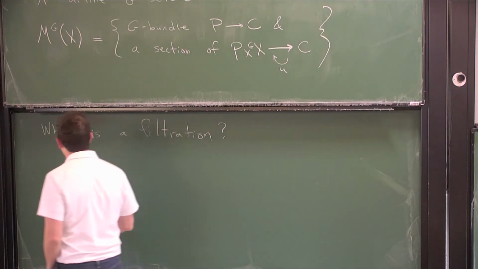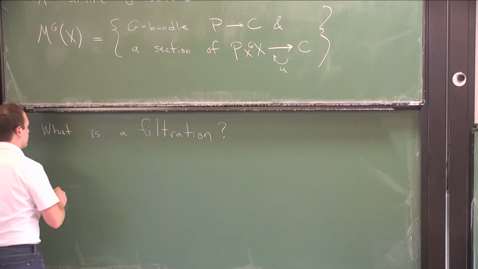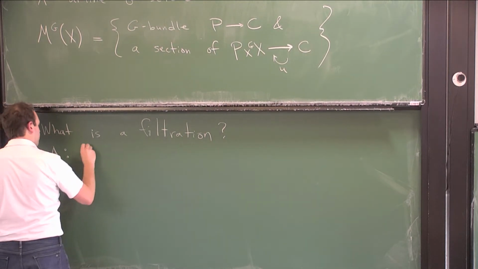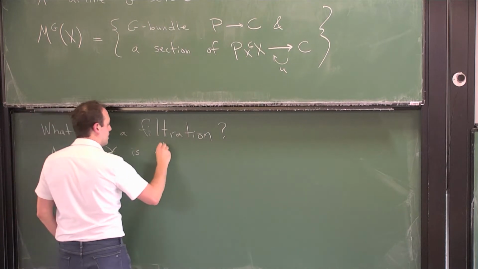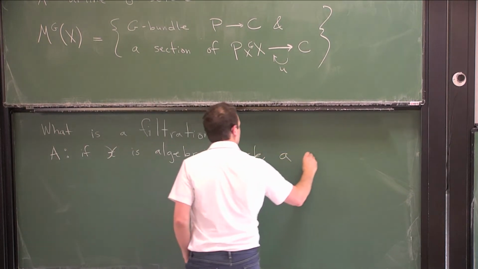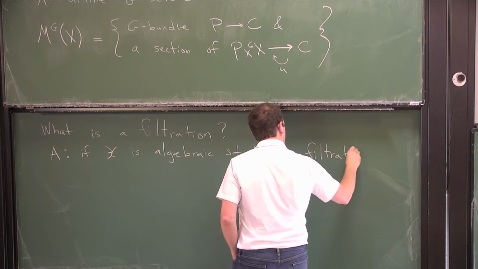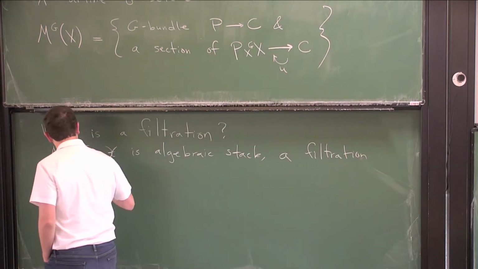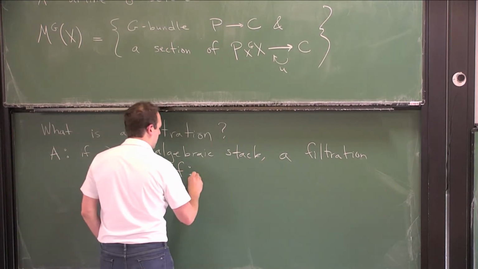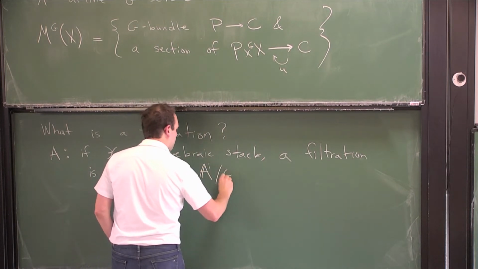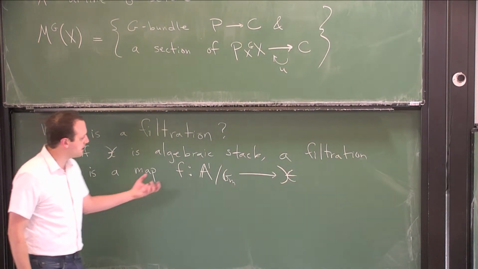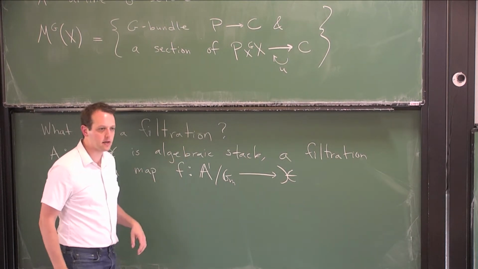So there's a general answer to this. This is part of the introduction to theta stratifications. If X is an arbitrary stack, then a filtration, this is a definition, is just a map f from A1 mod G_m into X. Or you can think of this as basically a G_m-equivariant map from A1 into X.